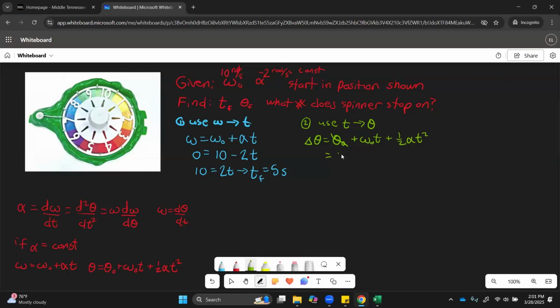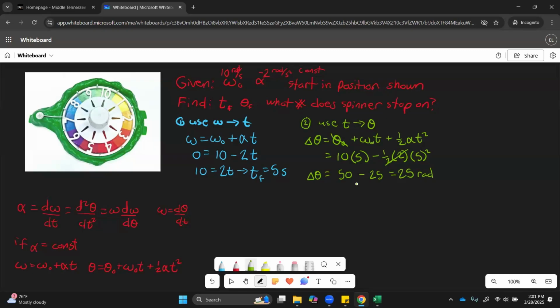So omega initial is 10, and t is 5 seconds, and then we have negative 1/2 times 2 times 5 squared. So we have 50 minus 25, which equals 25 for delta theta. This 25 has units of radians. So we know the wheel has spun 25 radians, but what does that actually mean? What position has it stopped at?